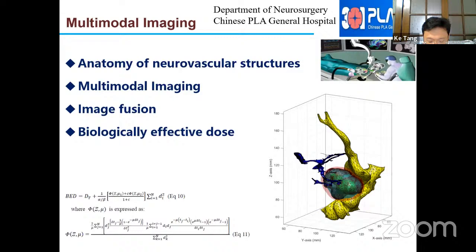On the basis of visualization of the microsurgical neurovascular structures, it will be interesting to compare the traditional physical dose parameters and the three-dimensional biological effective dose parameters in future studies.